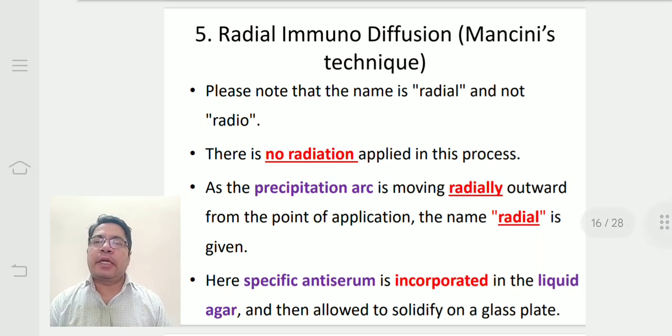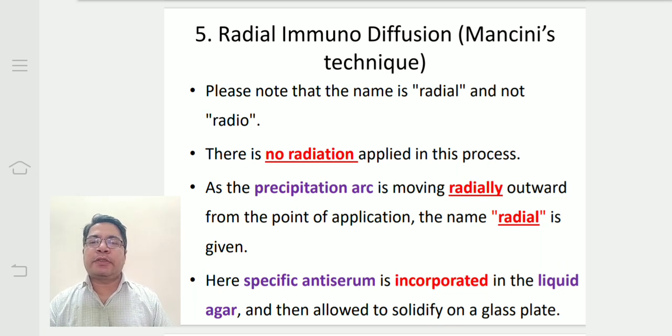The next is radial immunodiffusion method, or Mancini's technique. Please note that the name is radial and not radio. There is no radiation applied in this process. As the precipitation arc is moving radially outward from the point of application, the name radial is given.